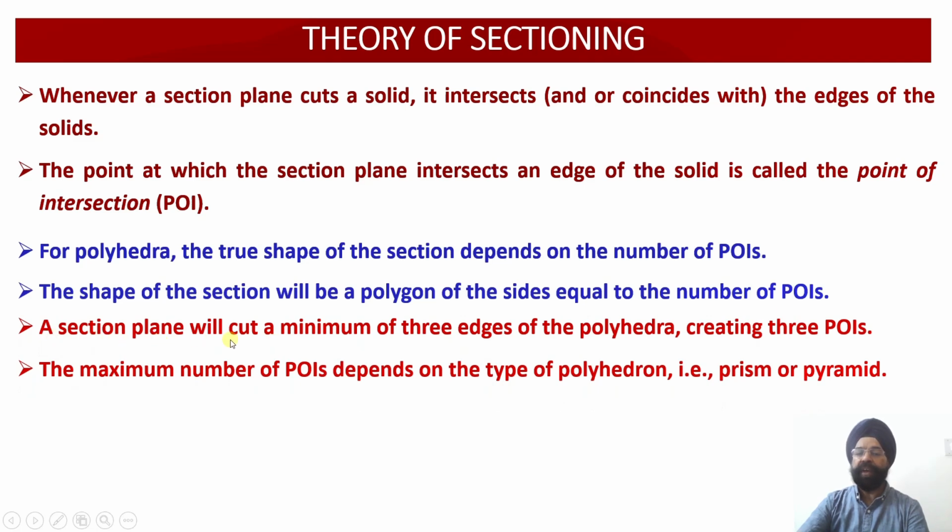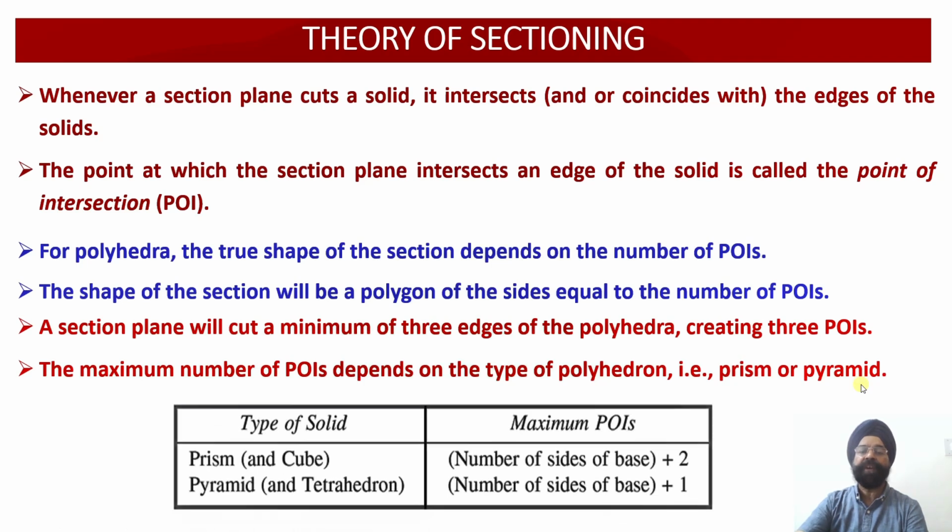A cutting plane will cut a minimum of 3 edges in case of a polyhedra. This we have seen in the case of a triangular pyramid. In case of a triangular pyramid, a minimum of 3 corners or 3 edges will be generated after cutting the polyhedra with the cutting plane. So a minimum of 3 POIs could be there, but the maximum number of points of intersection depends upon the nature of the polyhedra, that is prism or pyramid, and also the angle of inclination or the orientation of the cutting plane with respect to your reference planes.